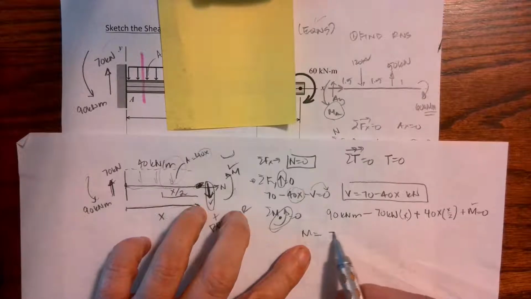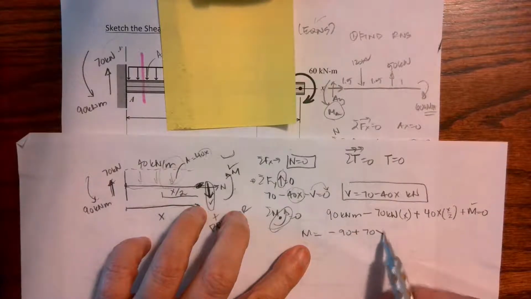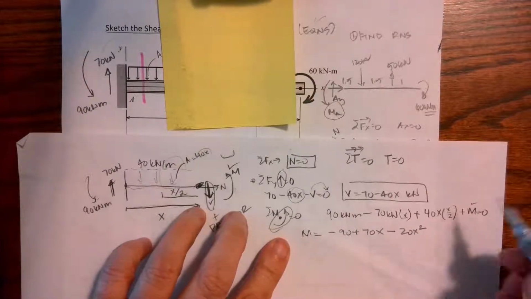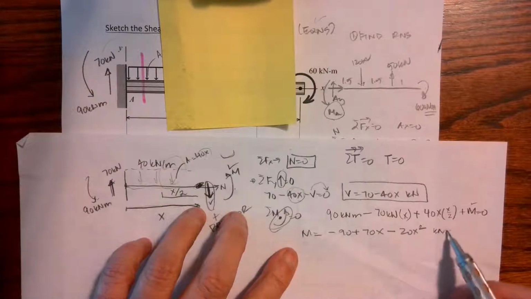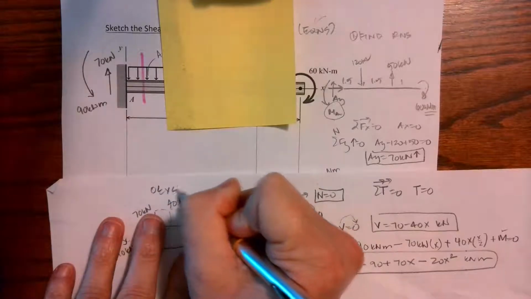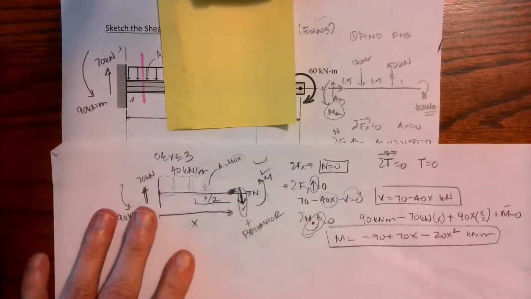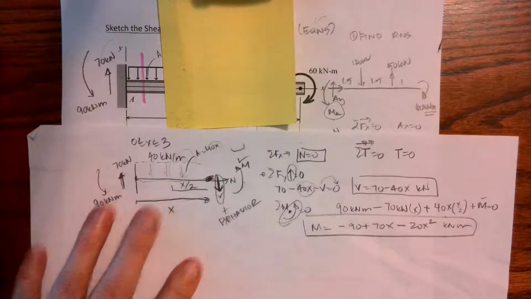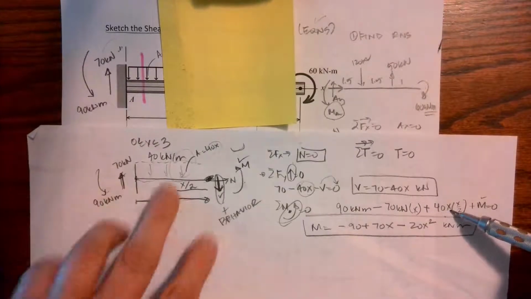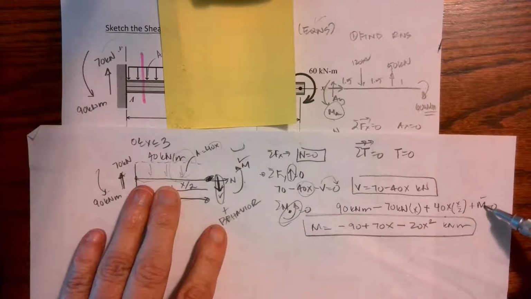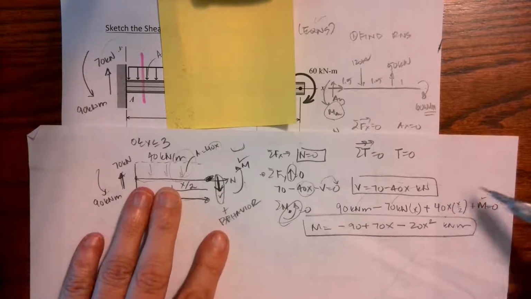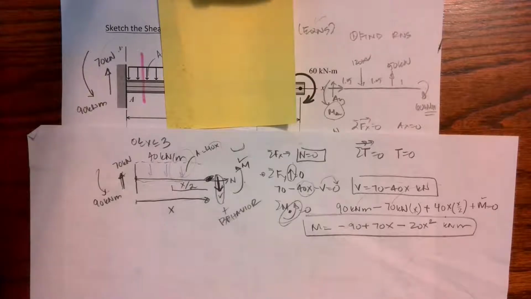Moment equals negative 90 plus 70x minus 20x squared. Again, kilonewton meters. Again, this is all for 0 to x to 3. And let's make sure we have all of it right. So we have a negative 90, minus 70, plus 40, plus moment, right-hand rule. So we're going to have a negative 90, a positive 70, and a minus 20 as we pull all of that stuff across.